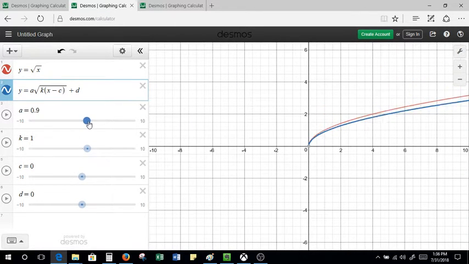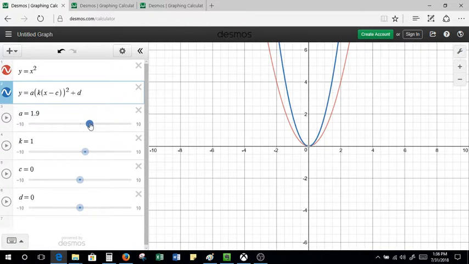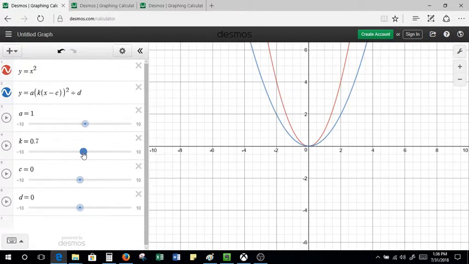Onwards to K, which is our horizontal shrink or stretch. We do the opposite here. So a big number is actually going to shrink it. A whole number is going to shrink it. A fraction is going to stretch it. So less than 1, we see that it's getting wider. Greater than 1, it's getting skinnier. So let's make this 2 to be consistent. A horizontal shrink by a factor of 2. We should see that for the same vertical distance traveled, we go half as wide.